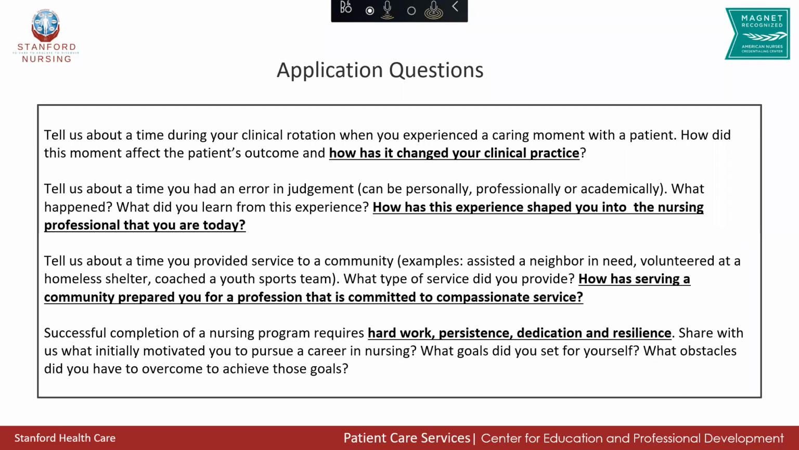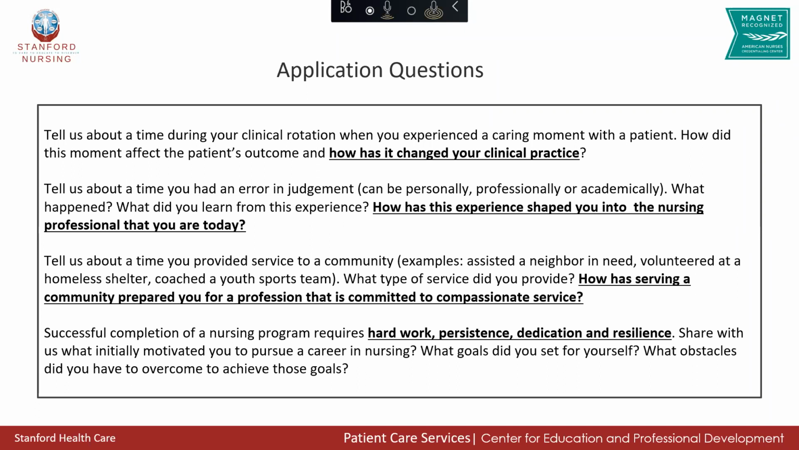Whatever story is, that's your story. What happened? Did they tell us what happened? What did you learn from this experience? Did they tell us what they learned? How has this experience shaped you into the nursing professional that you are today? So focus on those bold and underlined points. That is where we're trying to get to know you.